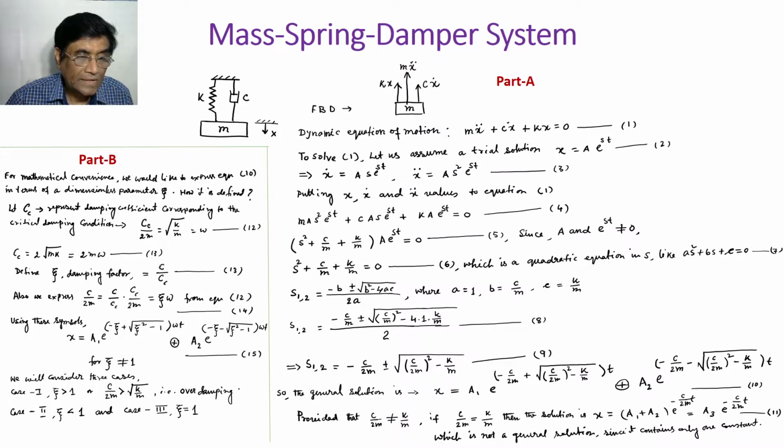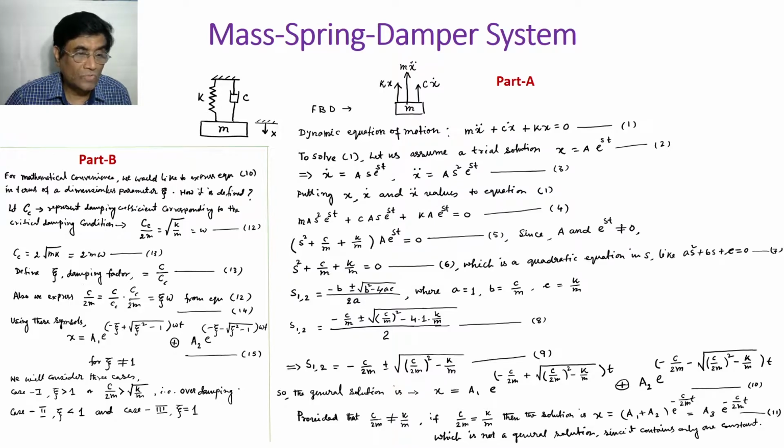Zeta is the damping coefficient divided by the damping coefficient at critically damped condition. What is the critically damped condition? When (C by 2m) square equals K by M. Sorry, (C by 2m) square equal to K by M. That is, the quantity under the discriminant under this root becomes 0. That is the critical damping condition, which we have noted here, and this is what the critical damping coefficient is.